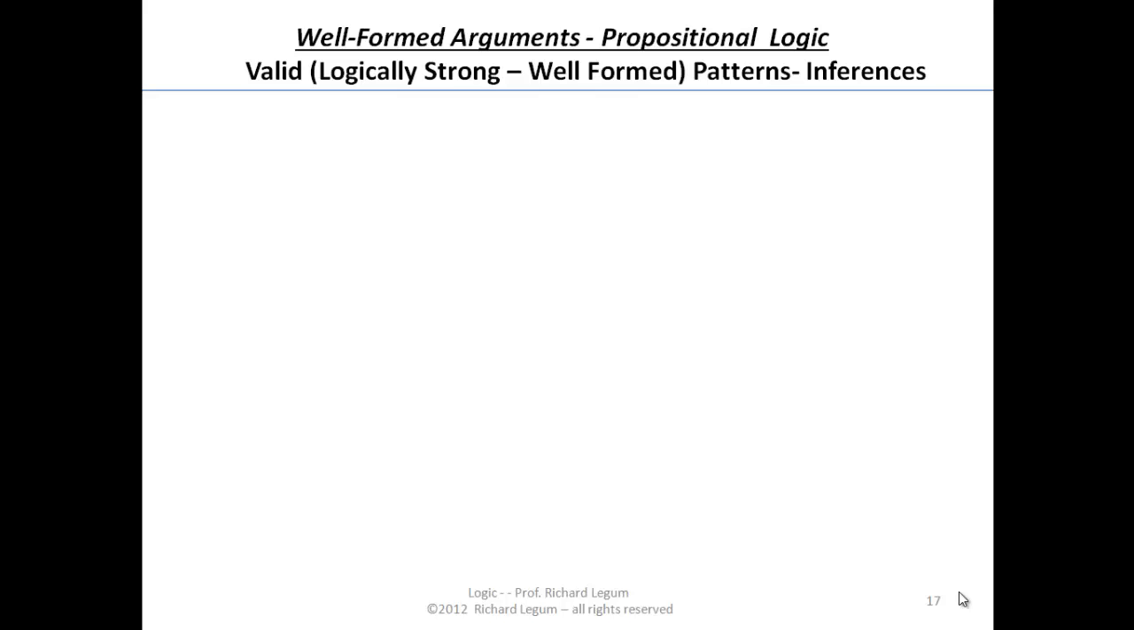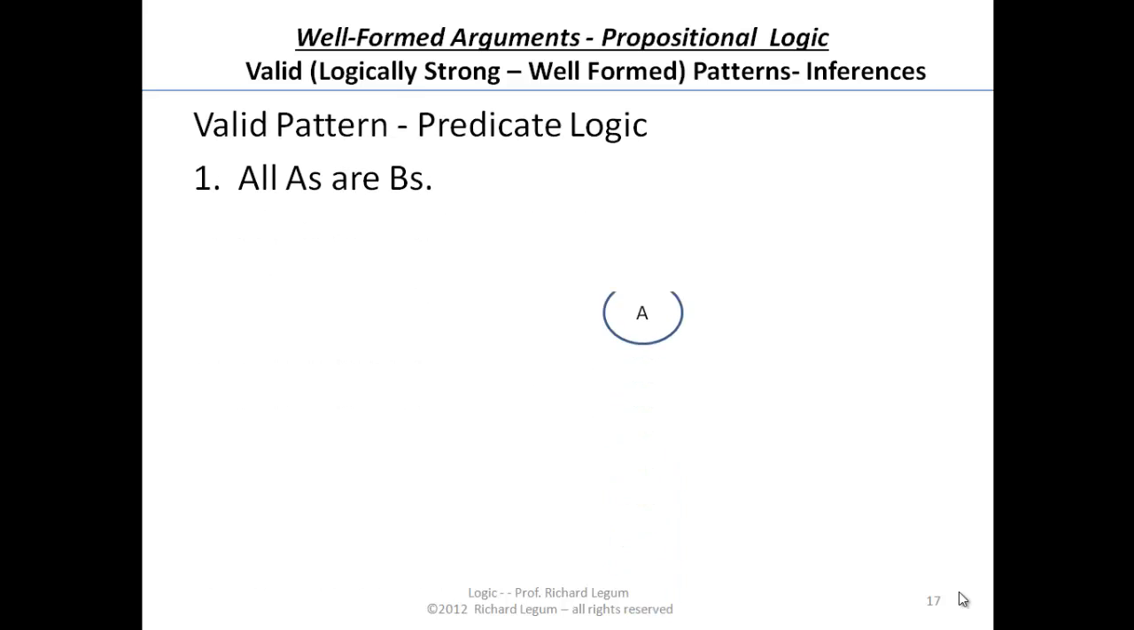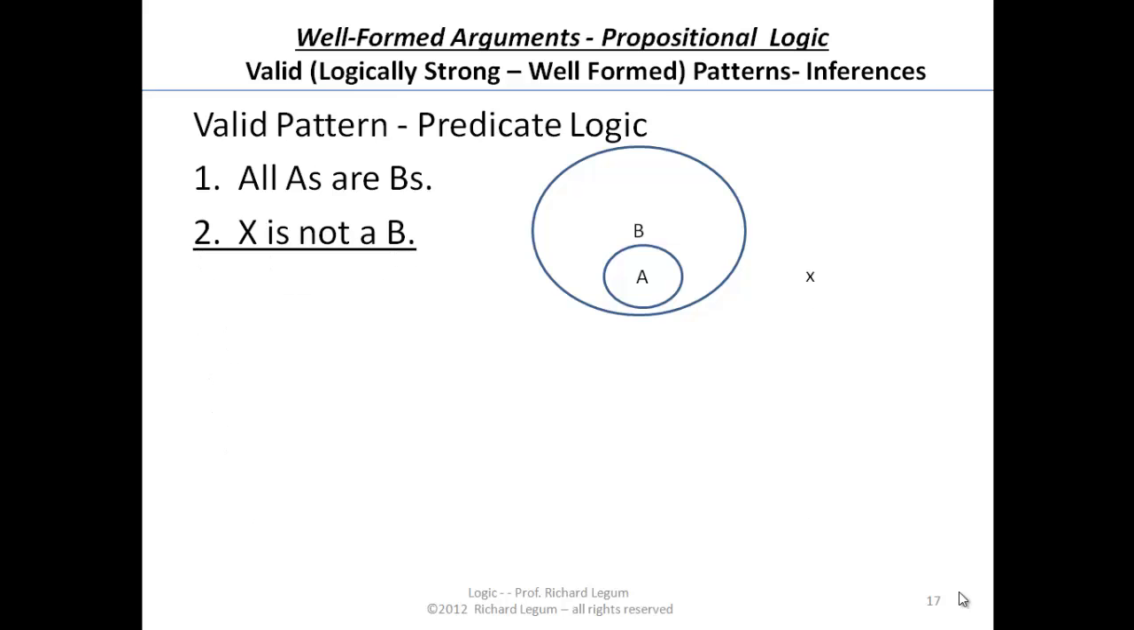The next valid inference of propositional logic that we're going to consider is analogous to the indirect pattern in predicate logic. All A's are B's. We have the Venn diagram again. X is not a B. In other words, it's outside the circle of B. Well, obviously, X is not an A.